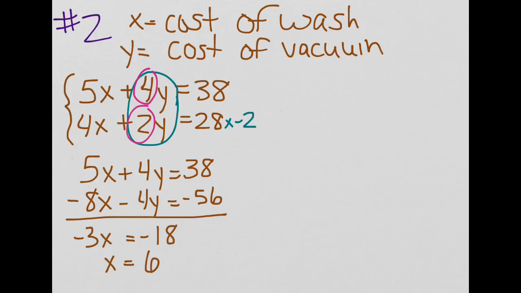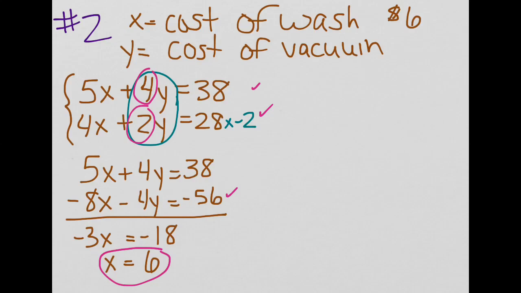Does this make sense for this problem? 6 is x, which is the cost of a car wash. Does it make sense to charge $6 for a car wash? Yes, that is a common sense answer that does make sense. Let's find the cost of vacuuming the car. So again, I could take this 6 right here for x, and I could plug it into either of the original 2 equations or even the new one that I altered by multiplying by -2. It totally does not matter.